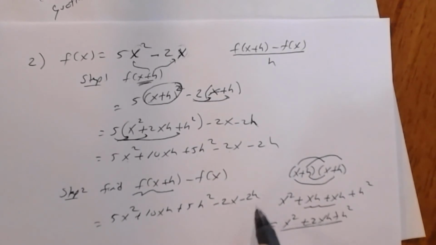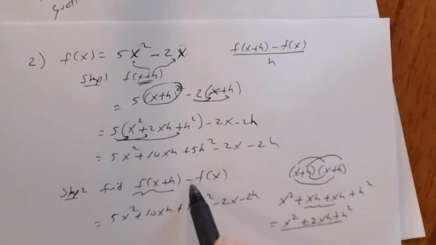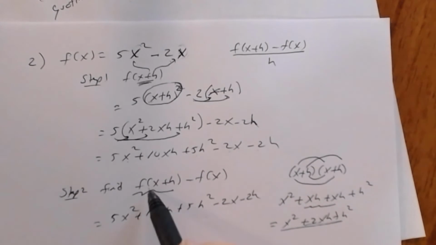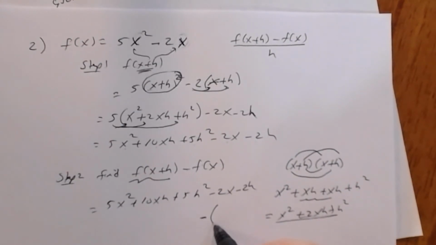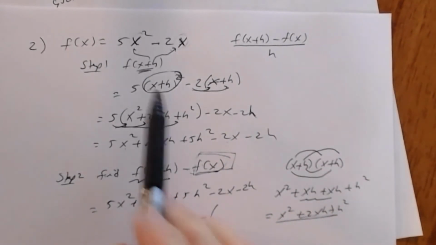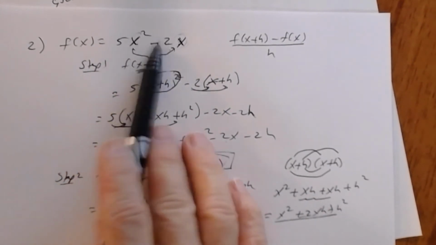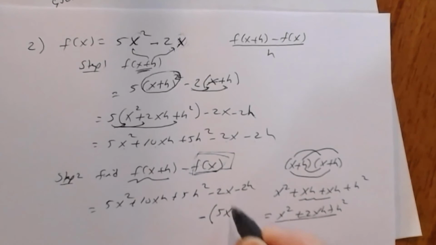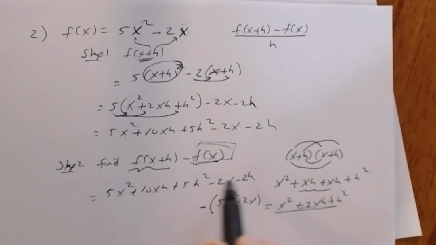And I ran out of room here. But you are subtracting. Always remember what you're subtracting, though. Remember, that is just this. But you're subtracting f of x. You put that in parentheses. And remember, f of x you already know. That's this function right here. So that's going to be 5x squared minus 2x. So you have f of x plus h. Remember, this is f of x plus h minus f of x. Now let's go ahead and distribute the negative here.